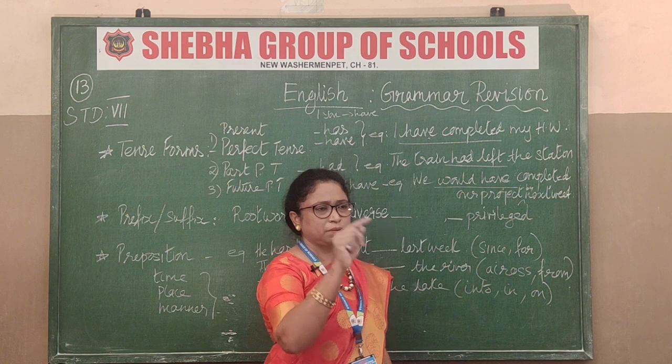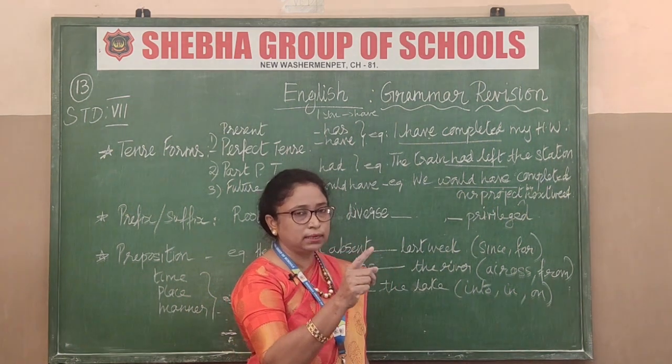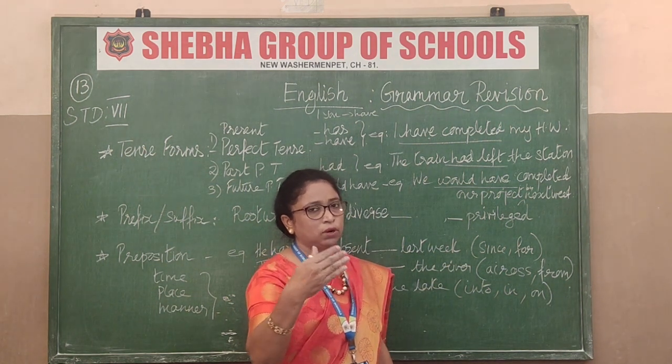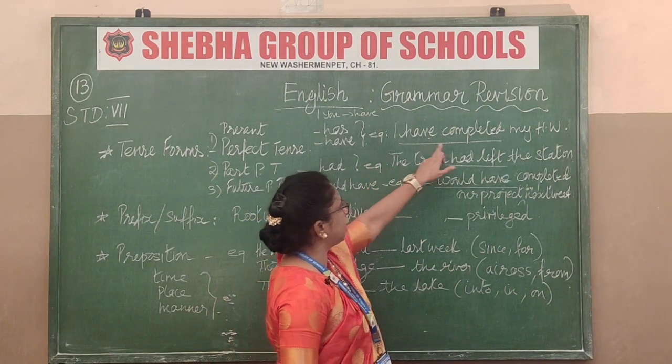There will be a blank there. In the brackets, it will be written: apply the present perfect tense. So, what should you do? Read the sentence properly. What is appropriate? What should I write? Has or have, whatever. Accordingly, you must put that answer.